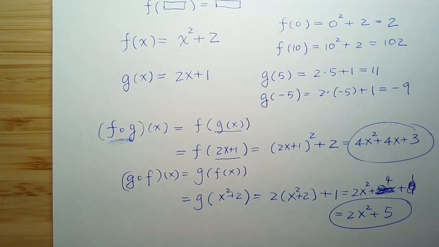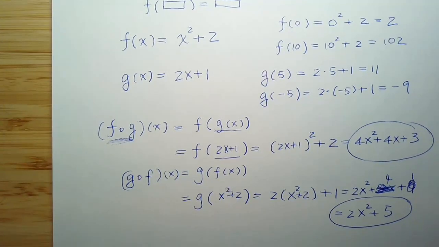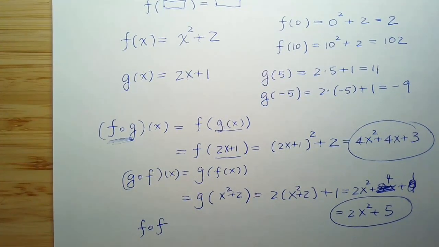So f circle g means f of g of x. G circle f is g of f of x. And sometimes you see f circle f. Okay, so you should know how to do that. That is f of f of x. And then you can just continue and figure that out.